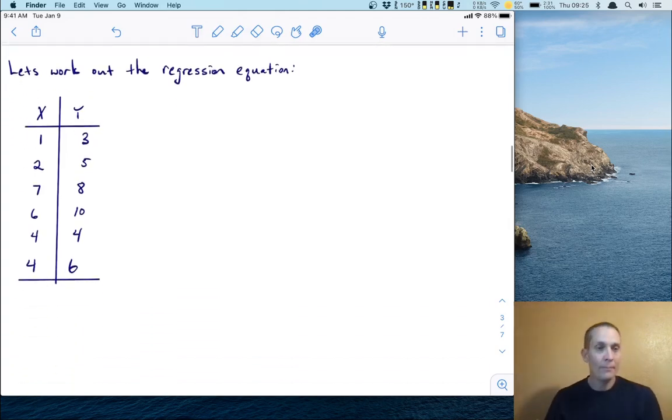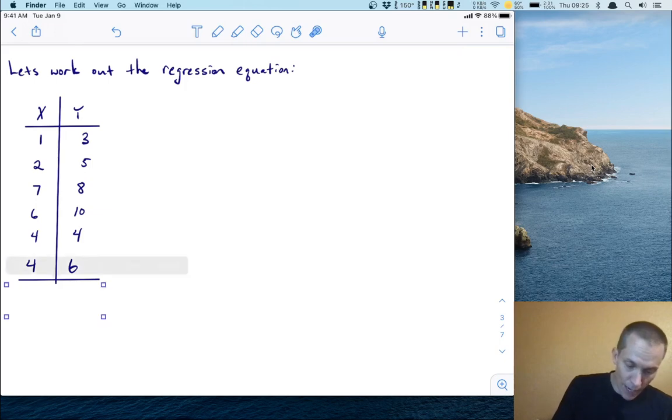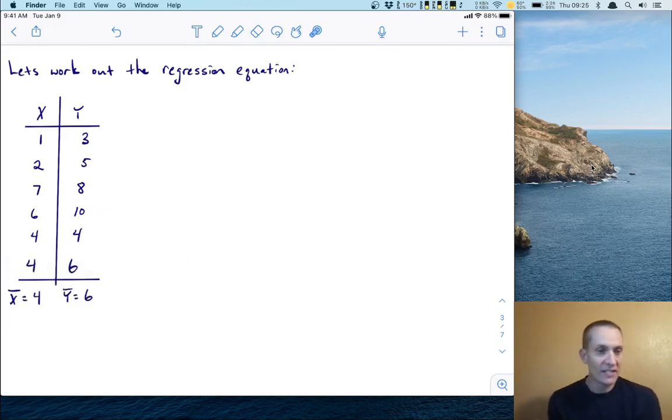So I've recopied the data from the original example down here. Again, 6 data points. X are the pretest scores and Y are the post-test scores. Now the first thing that we're going to do is find the mean of each of those, the mean of X and the mean of Y. And if we do that, they turn out to be pretty simple in this example. The mean is 4 for X and the mean is 6 for Y.